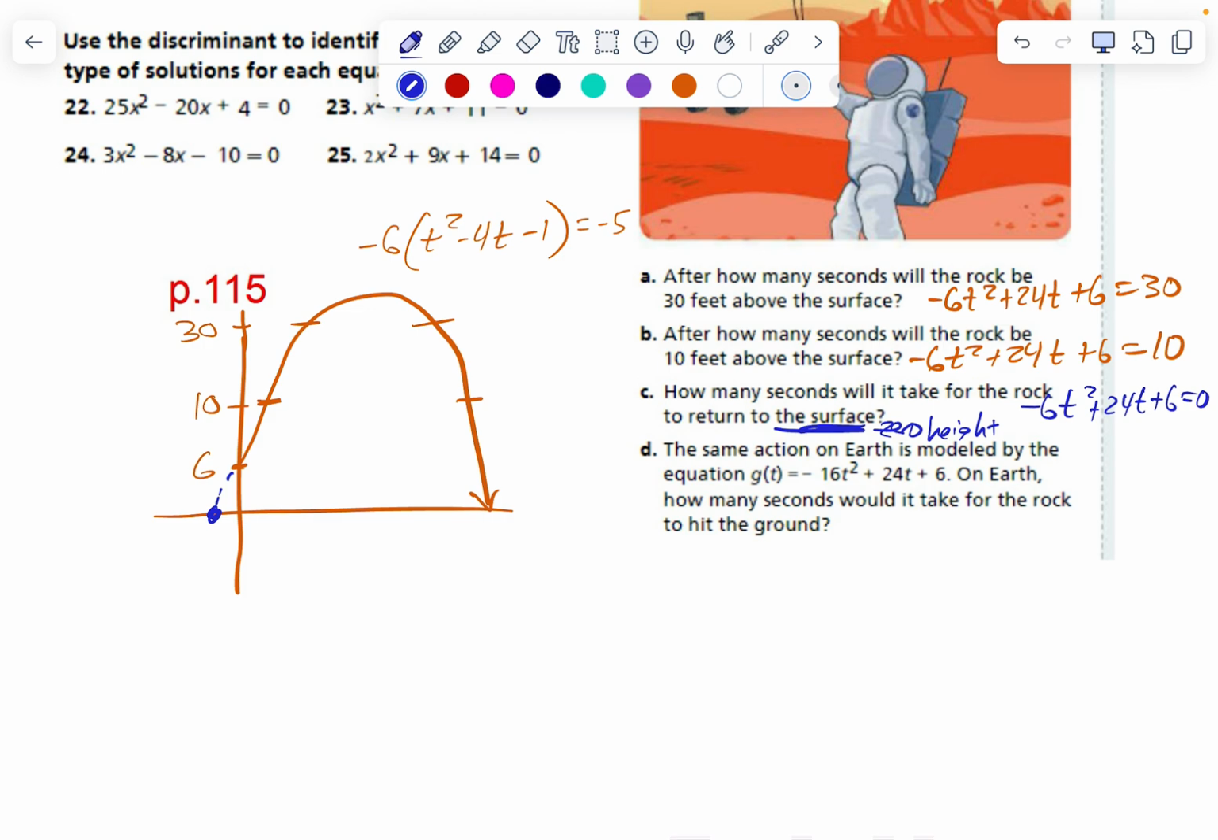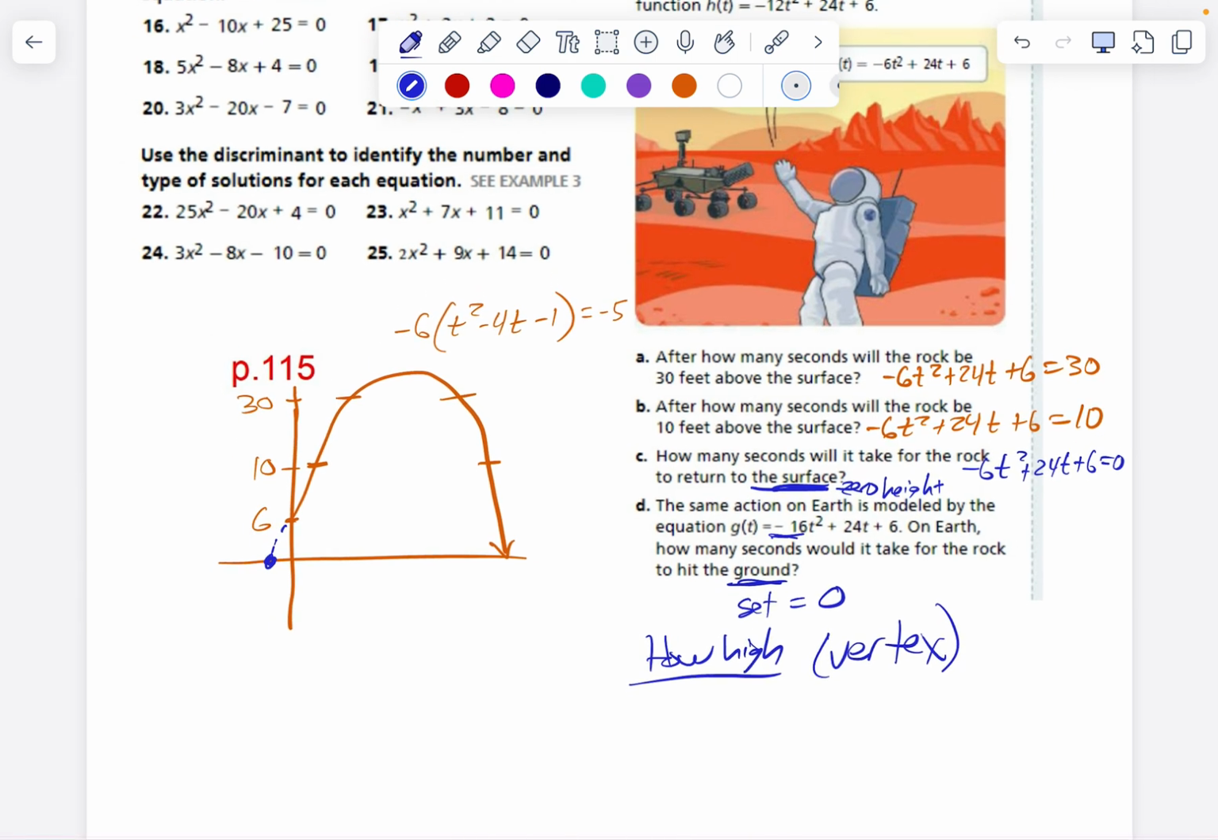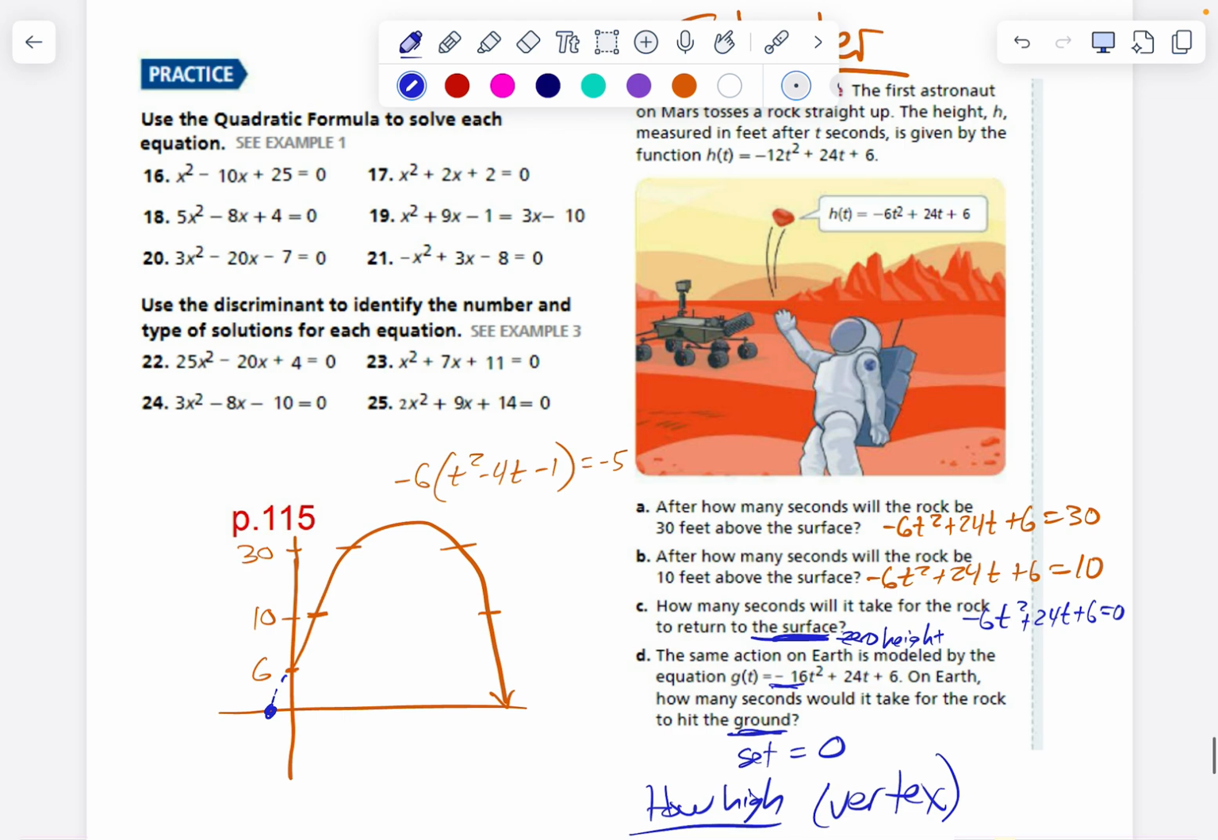Okay, and now it's saying back on Earth, so we see our familiar negative 16. How many seconds would it take for the rock to hit the ground? Again, that's just equal to 0, set equal to 0. Okay, what if it said how high will the rock go? Okay, so that's a vertex, completely different solving, right? That is a vertex problem. How do you find the vertex in standard form? Using this equation. Go ahead.